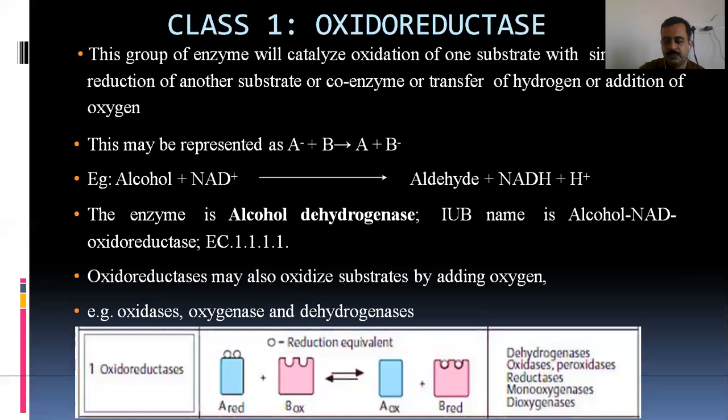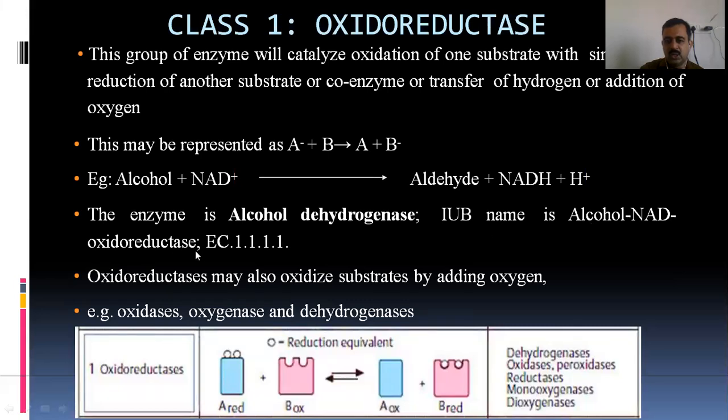Now, class 1, oxidoreductases. This group of enzymes catalyzes the reaction of one substrate with the simultaneous reaction of another substrate or coenzyme, involving transfer of hydrogen or addition of oxygen. Here, a group is donated and a group transfer reaction takes place. Alcohol plus NAD+ gives aldehyde plus NADH plus H+. The enzyme is alcohol dehydrogenase, alcohol:NAD oxidoreductase.